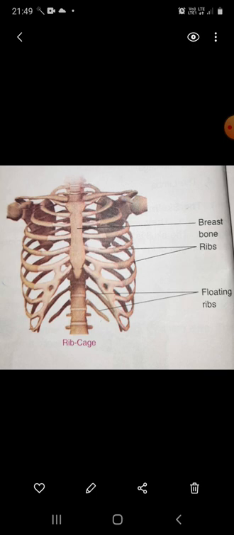The last two pairs of ribs of the rib cage are only attached to the backbone, but are not attached to the breastbone. These last two pairs of ribs are known as floating ribs.